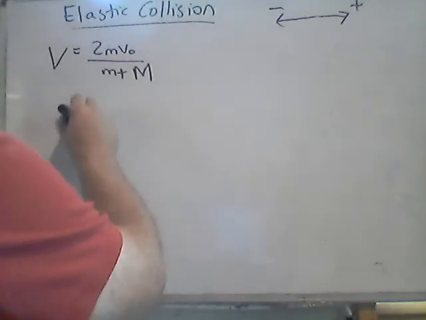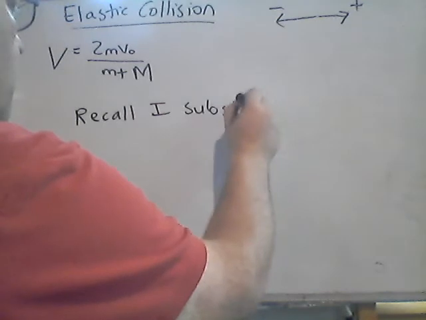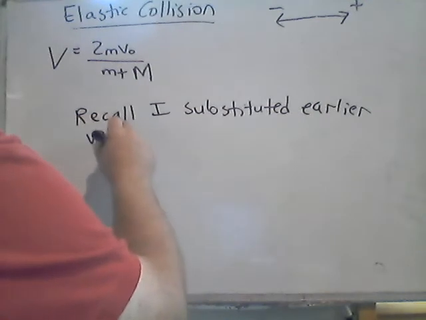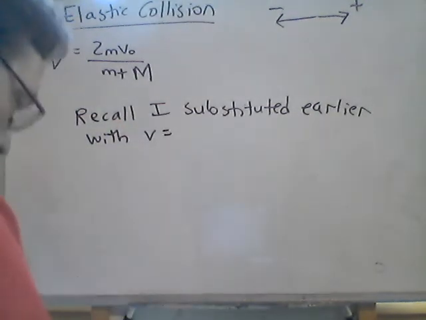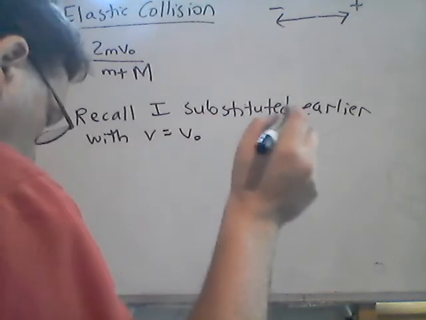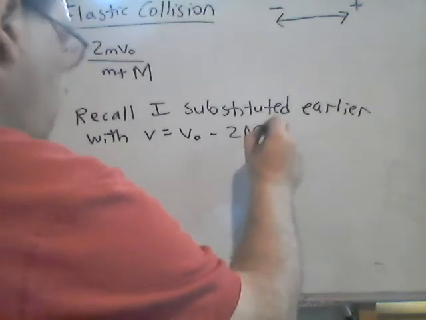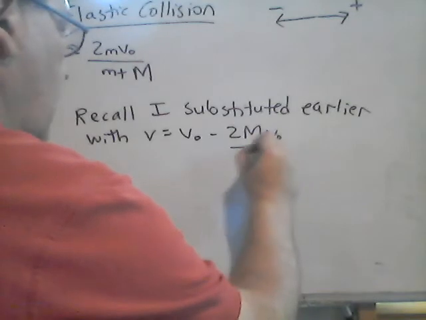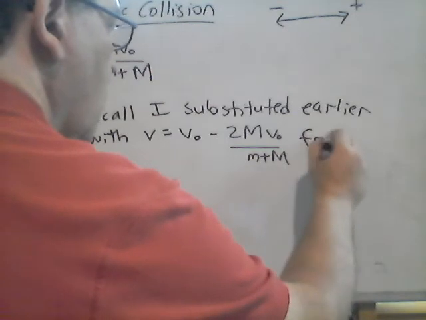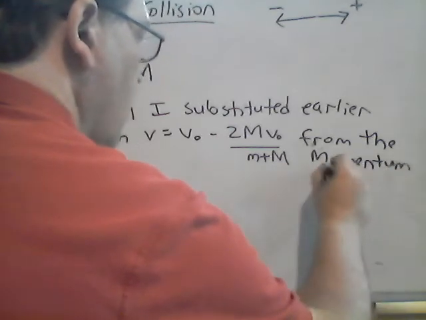So recall, I substituted earlier with little v is equal to v naught minus 2 cap M v naught over little m plus big M, from the momentum equation. So go back in your notes and remind yourself of that.